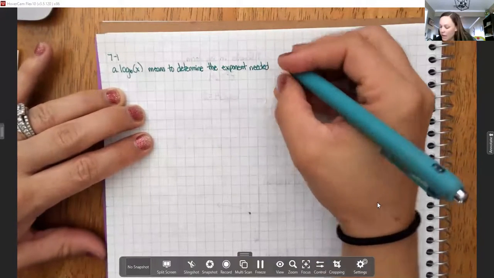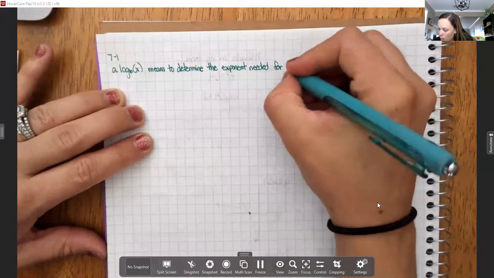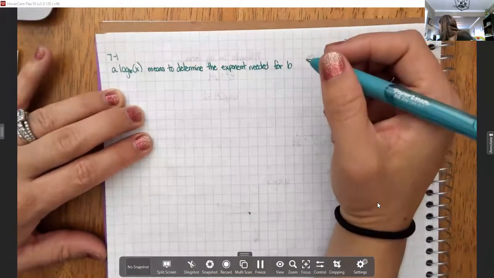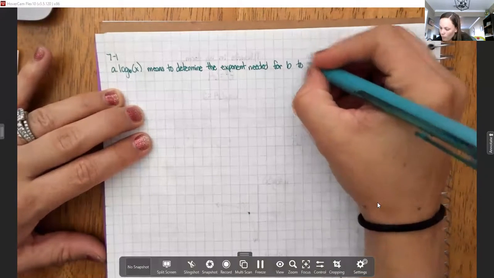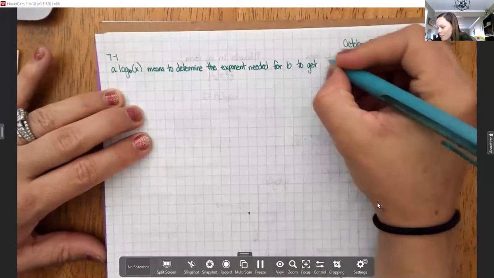For b to get. Garbage has to do with the garbage. What? They dump them, they back them, put them in the dump. Mm-hmm.